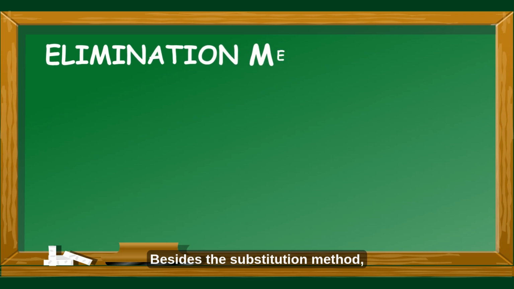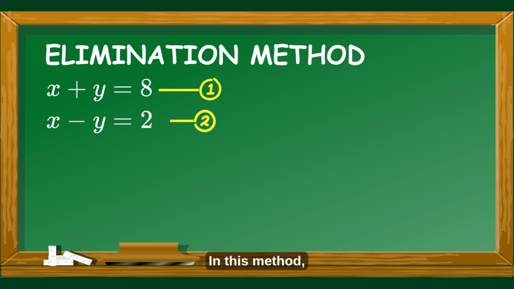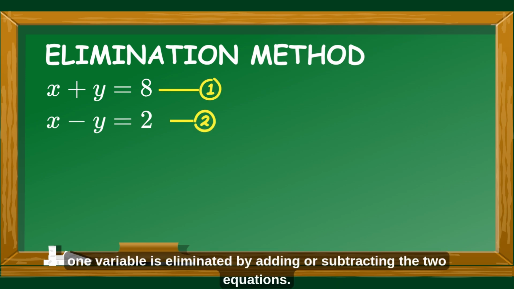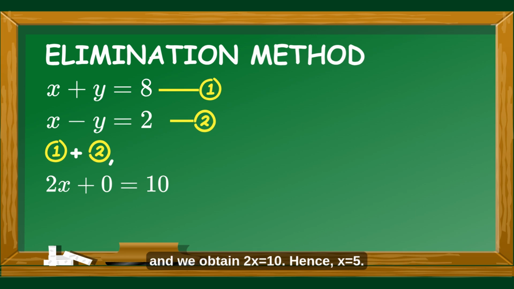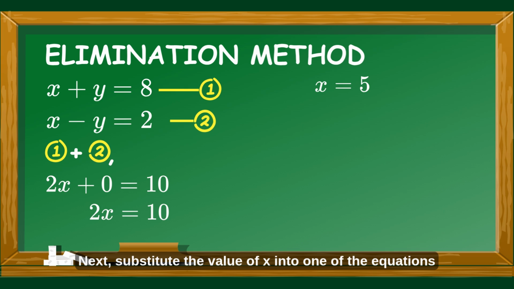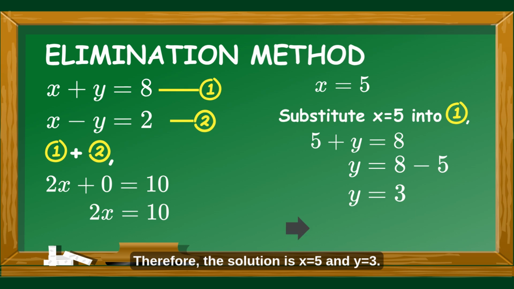Besides the substitution method, another method for solving simultaneous linear equations is the elimination method. In this method, one variable is eliminated by adding or subtracting the two equations. When the two equations are added, the variable y is eliminated, and we obtain 2x equals 10. Hence, x equals 5. Next, substitute the value of x into one of the equations to find y equals 3. Therefore, the solution is x equals 5 and y equals 3.